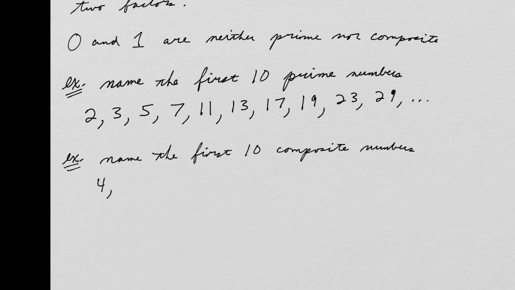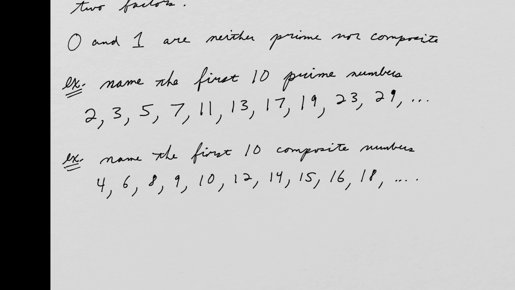Then 5 was prime. 6 is composite. 7 is prime. 8, 9, 10. Right, those are all composite. 11 is prime. 12 is composite. 13 is prime. 14, 15, 16. How many do I have? 1, 2, 3, 4, 5, 6, 7, 8, 9. So I just need one more. And then I guess, 17 is prime. 18, right, is composite. And so on. Right, and then 20, 21, 22, 24, 25, 26, 27, 28. Those are all composite as well.